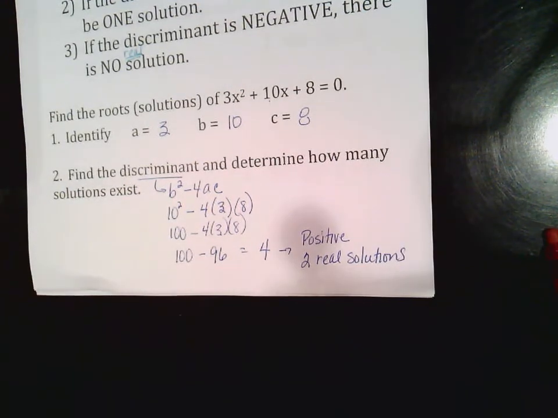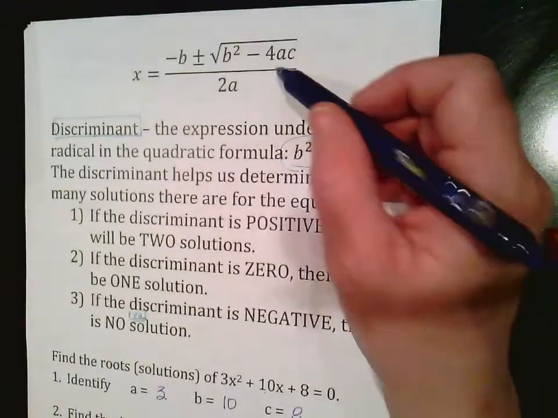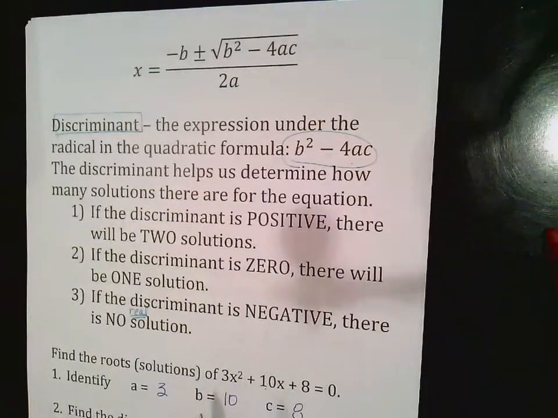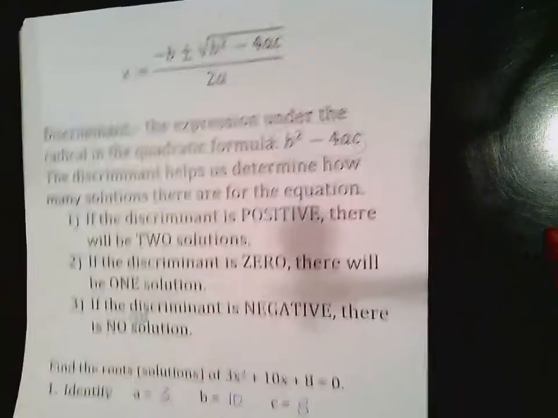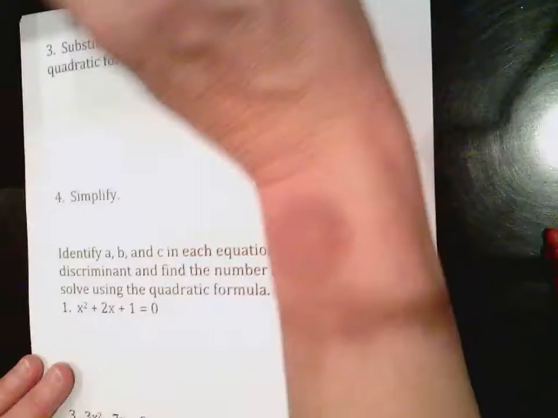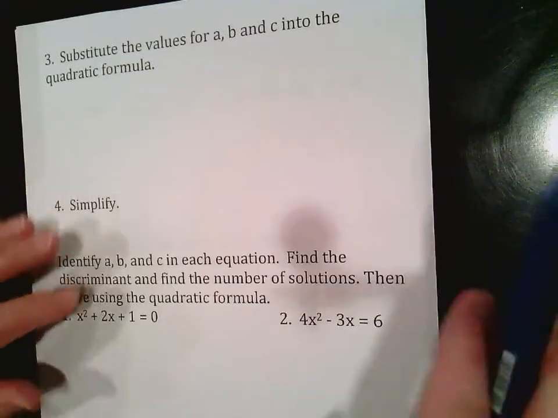Okay, we know that right away. We're going to have 2 real solutions. And then when we go to plug this into the formula, I can just plug that in under my radical. I don't have to redo it again. So I'm going to do that now. I'm going to substitute these values into the quadratic formula.